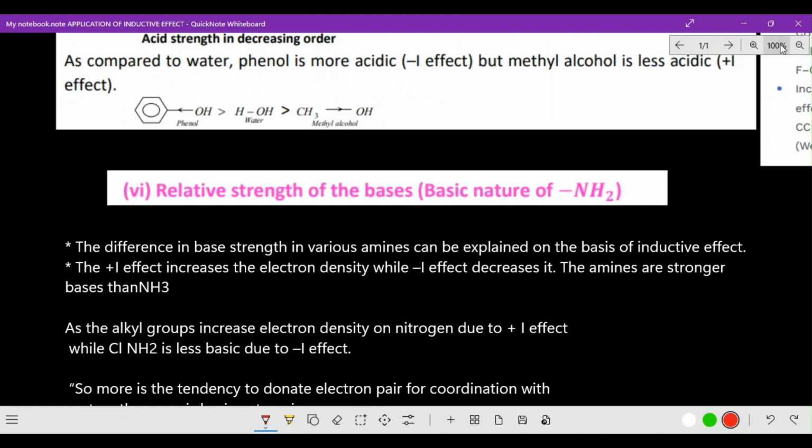In this point, the relative basic strength of NH2 compounds. The difference in base strength in various amines can be explained on the basis of the inductive effect. The plus I effect increases the electron density while the minus I effect decreases it. So amines are stronger bases than ammonia. So far we have gone through acidic strength, and now we are going to see basic strength. The plus I effect increases electron density while the minus I effect decreases it, so amines are stronger bases than ammonia.